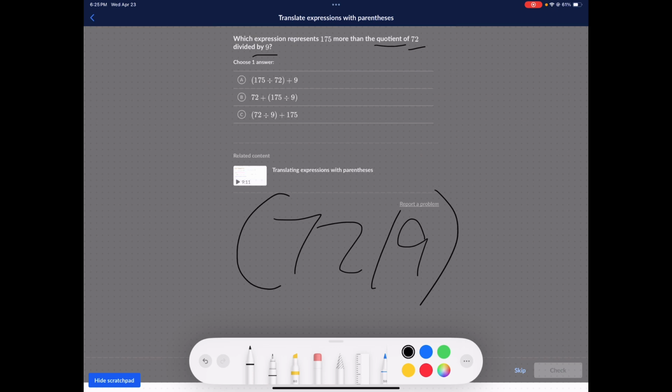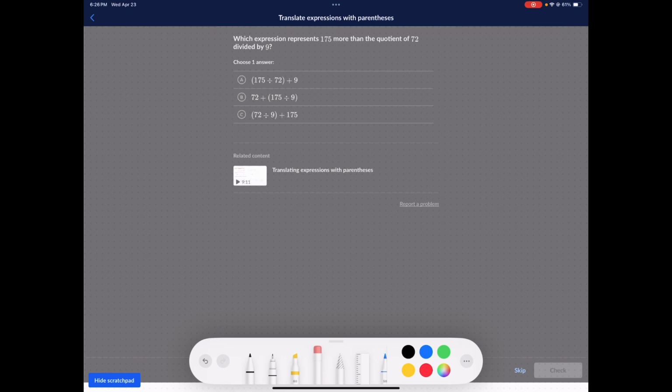So let's see here. Ooh, these answers, A and B, do not represent 72 and 9 being connected. This is the only one I'm seeing. And also, we have 175 more, which means that we must have a plus 175, which is above. So C is our only answer here because it represents both of these elements: 175 more and 72 divided by 9. So these must be our final answers. So let's go ahead and put that.